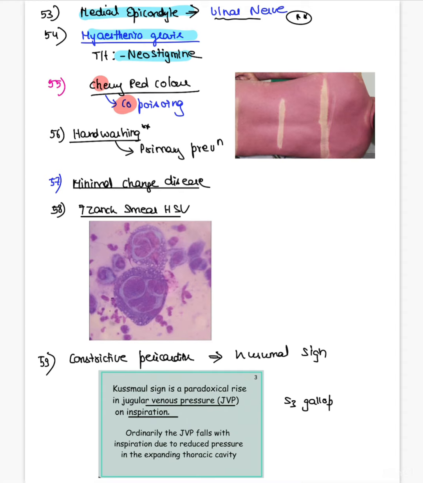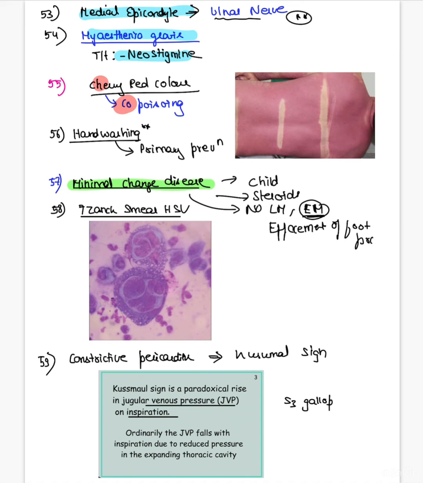Then some of them suggested minimal change disease also. This minimal change disease is seen in young children, around less than 5 years. They show excellent response to steroids, guys. And why the name minimal change? Because there is no change in light microscopy, no change in electron microscopy. Only it shows effacement of the foot process of the podocyte. That is important.